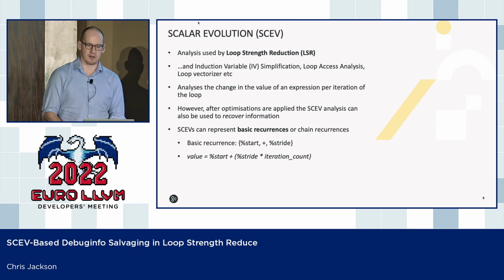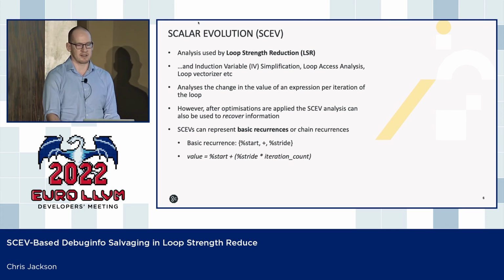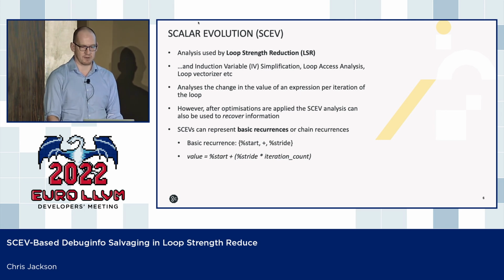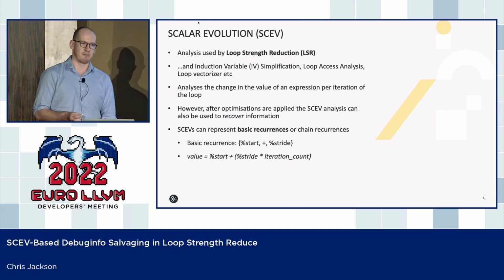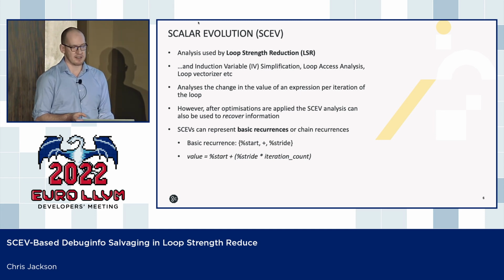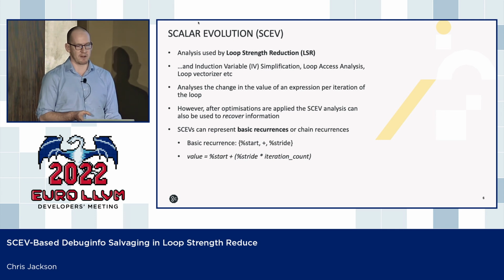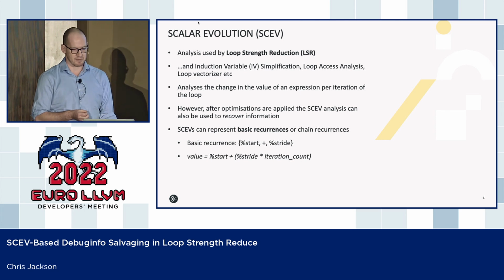So a quick look at Scalar Evolution. It's an analysis pass used by LSR, and also some other passes, but we won't cover their usage in this talk. And very simply, and the most important thing to understand, is that the analysis provides a means of reproducing the value for an expression per iteration of a loop. And we're going to look at a means of exploiting this analysis to recover debuginfo by recovering the value of locations that LSR has optimized out.